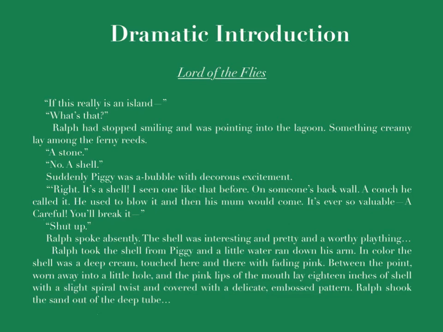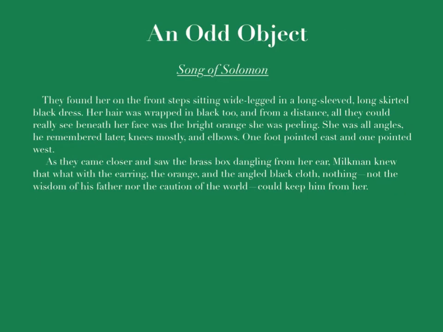But you can tell right from the beginning that the shell is going to be important because there's so much drama in the way he introduces it, and he focuses so much on describing it. It's just a shell. So the dramatic introduction is one way you can get an inkling that an object is more than just an object.